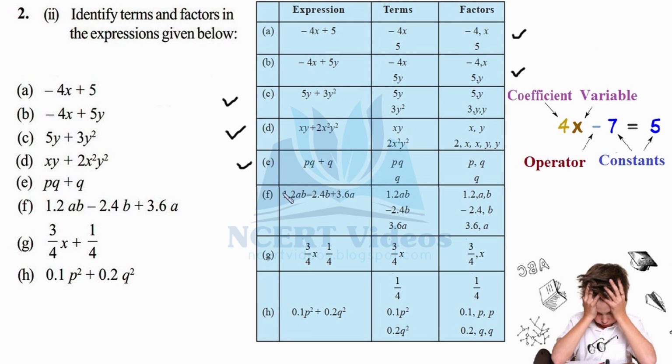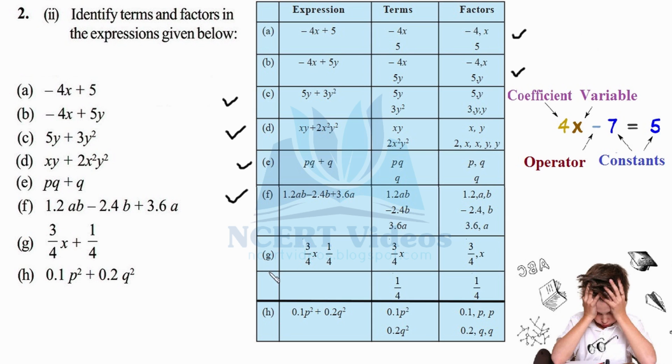F. 1.2 AB minus 2.4 B plus 3.6 A. It doesn't matter if it is decimal number, yet it is a constant because 1.2 will not change its value. Similarly, this and this. Therefore, first term is 1.2 AB, another is minus 2.4 B. You have to write minus when writing terms because ultimately they are getting added up. And third one is plus 3.6 A. Well, you don't have to write plus, it is understood. Here we have 3 factors, 1.2 comma A comma B. Here you have minus 2.4 comma B, and here 2 factors, that is 3.6 comma A.